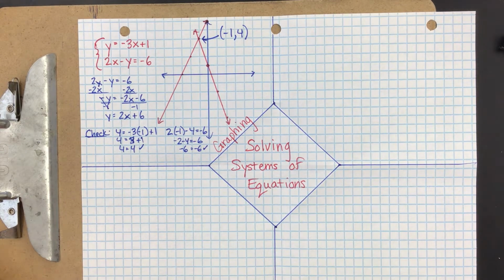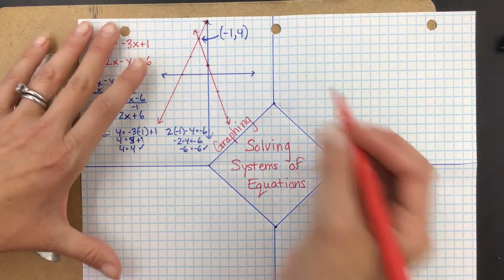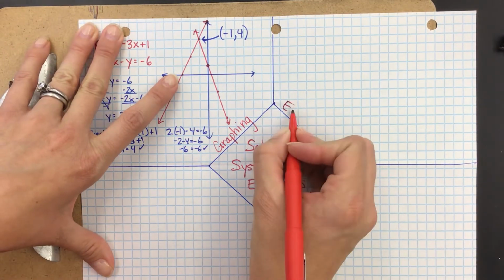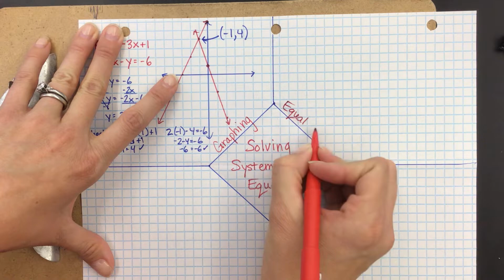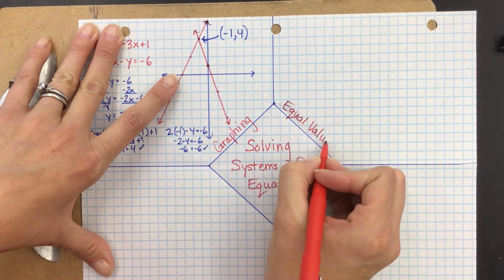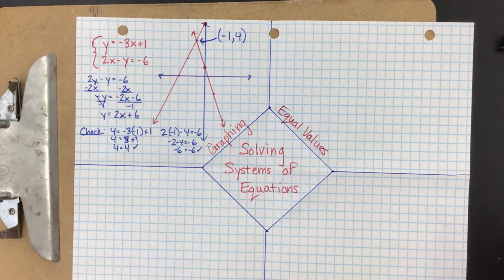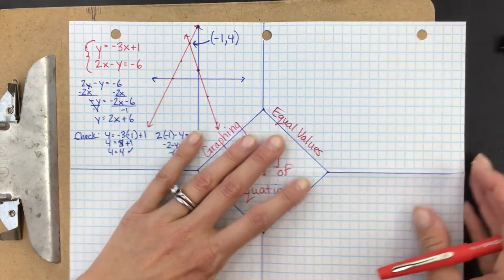Okay, now let's talk about that next method we used. That was the equal values method. Okay, I'm going to use this system.